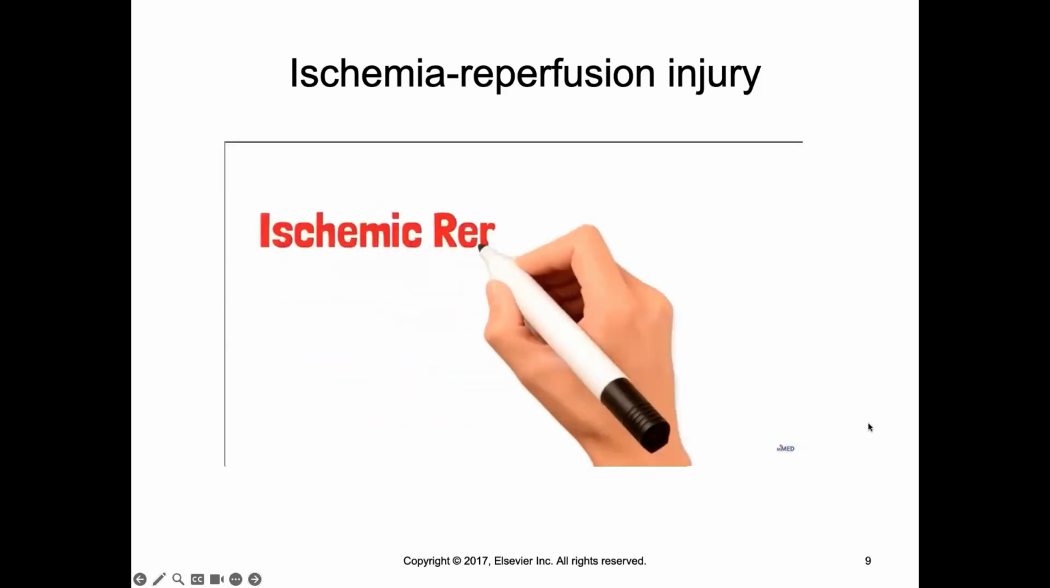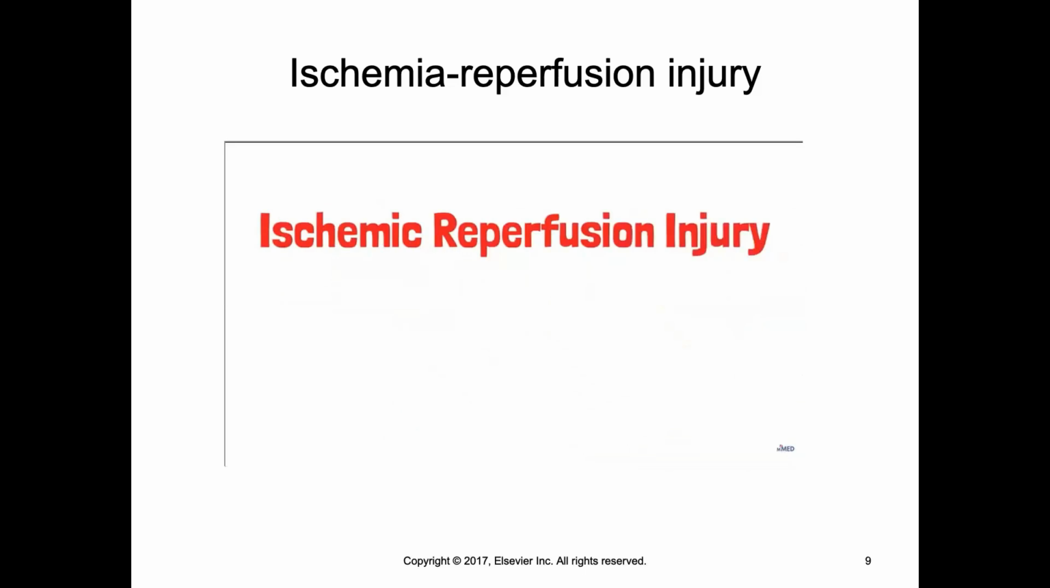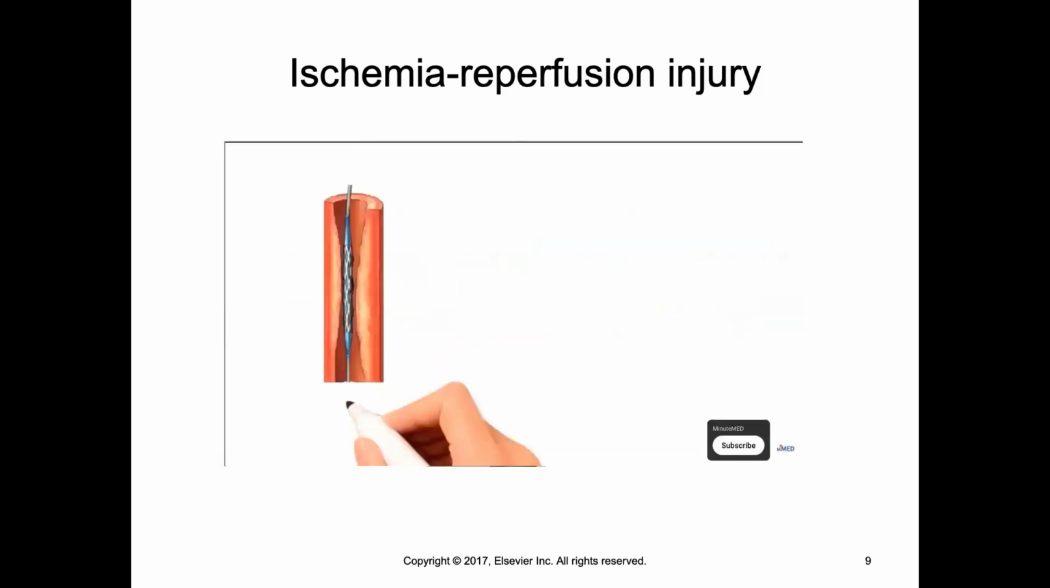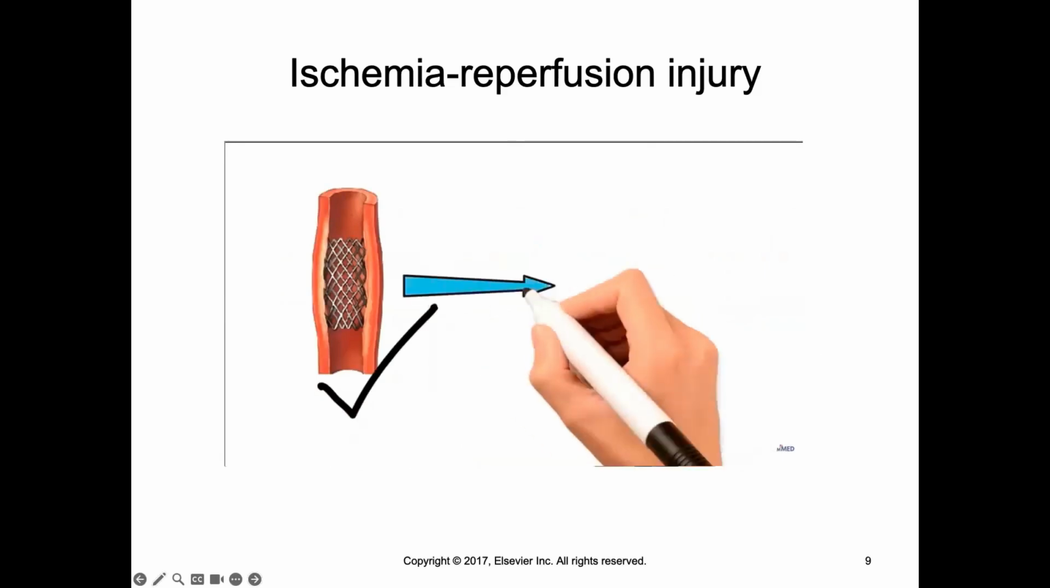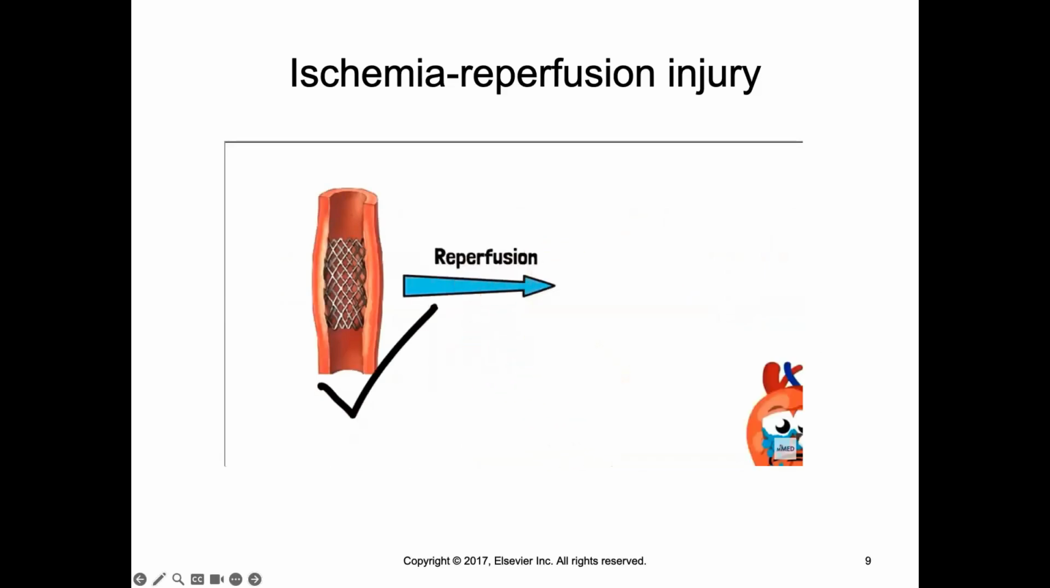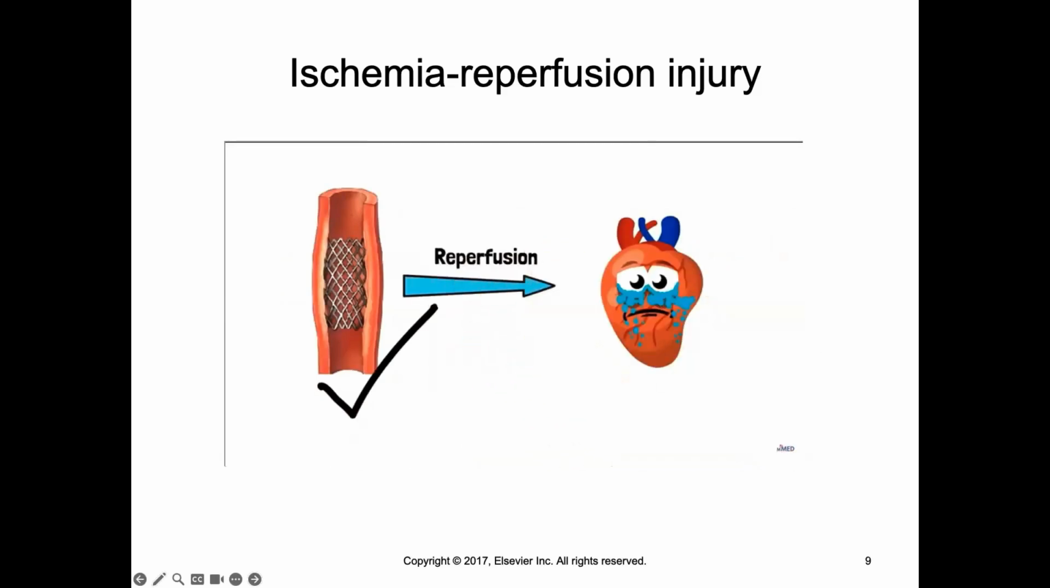Welcome back. Today's topic is going to be ischemic reperfusion injury in the heart. In our previous video about cellular changes in the myocyte during ischemia, we learned that we could reverse this ischemic state via reperfusion mechanisms like angioplasty and ultimately restore the blood flow to the heart.